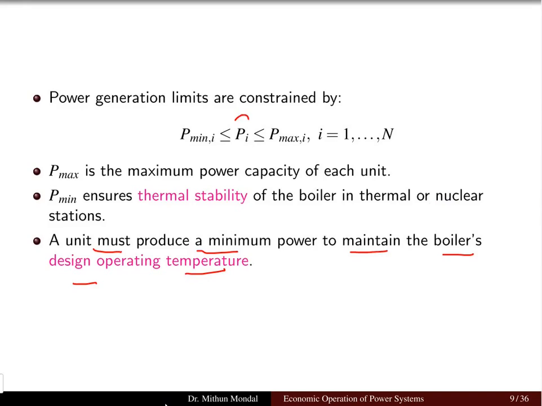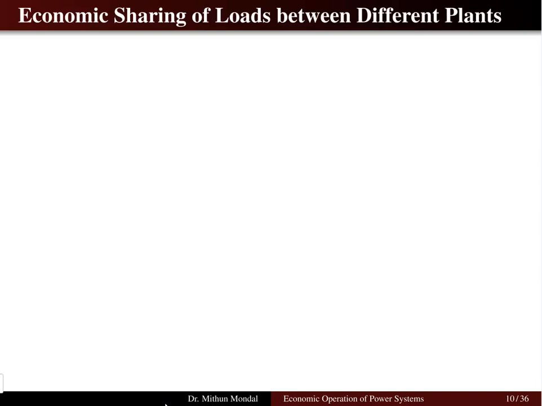So the unit is producing at least the minimum power which it has to produce, because it has to maintain the boiler design, and hence that power will not be given to the consumers. So what is the economic sharing of loads between different plants?